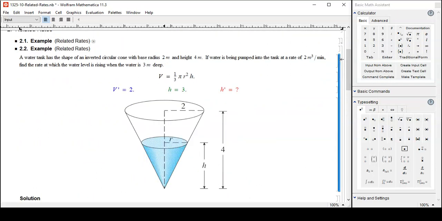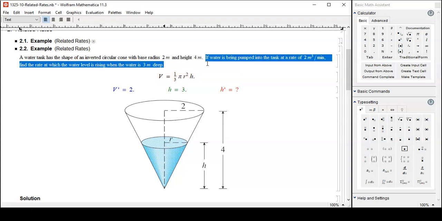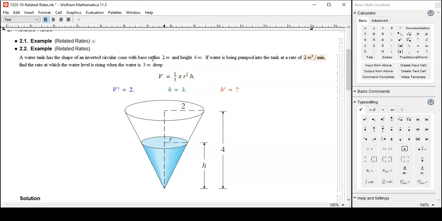Let's see, we have a little bit of time, so let's review. We begin with the volume formula of a cone, no question about that. And then let's analyze the second sentence. What is equal to 2? What is equal to 3? And what do you want to find out? V prime, or dv dt, is 2, and height is 3. I used red there, so let's go back. And h prime, the rate of change of height. That's the quantity I want.